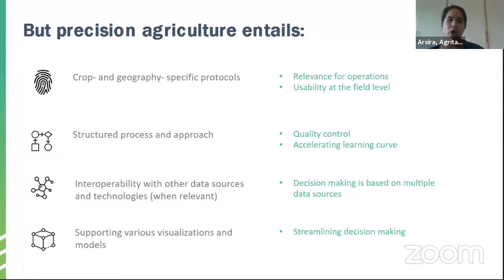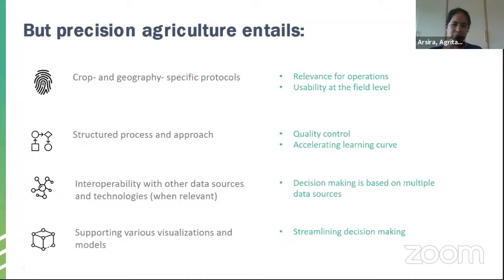But to have that kind of communication from the field level to the office or the decision-making people is important to be able to accommodate such specific protocols. Another thing for precision agriculture is a structured process and approach to quality control, to be able to build the database properly to accelerate the learning curve.